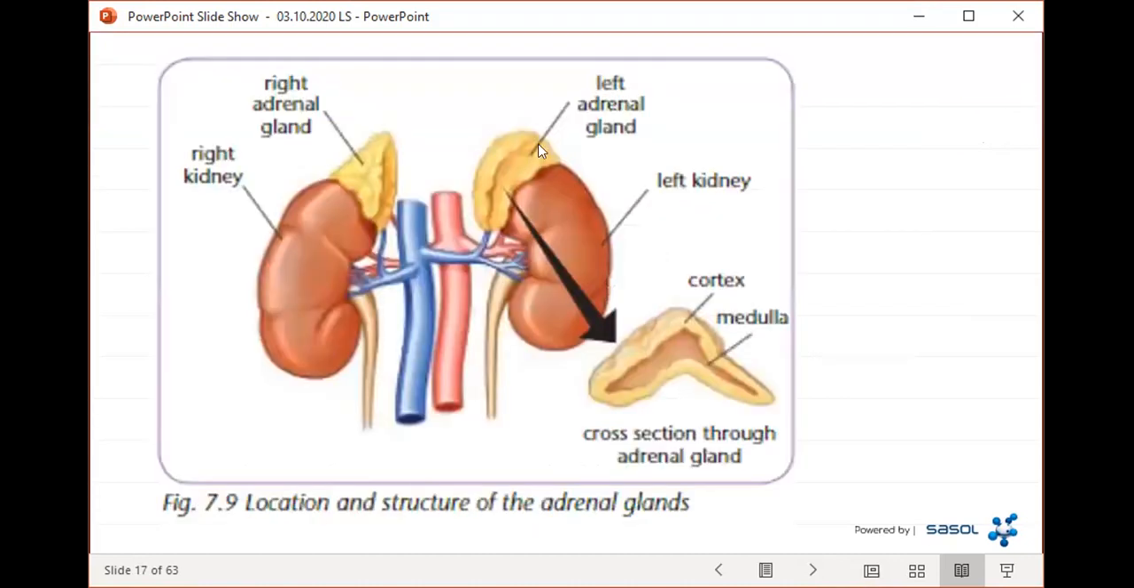And so the adrenal glands are just located above the kidneys, because we have two of them. So we have the right adrenal gland as well as the left adrenal gland. Okay. And in the adrenal gland, we have the cortex as well as the medulla.